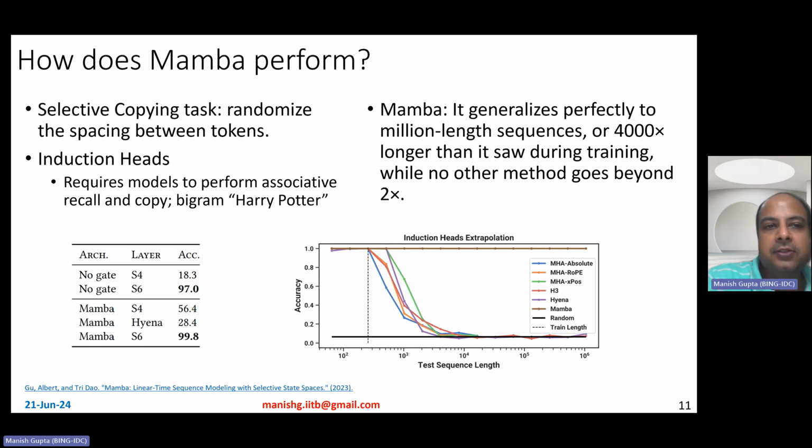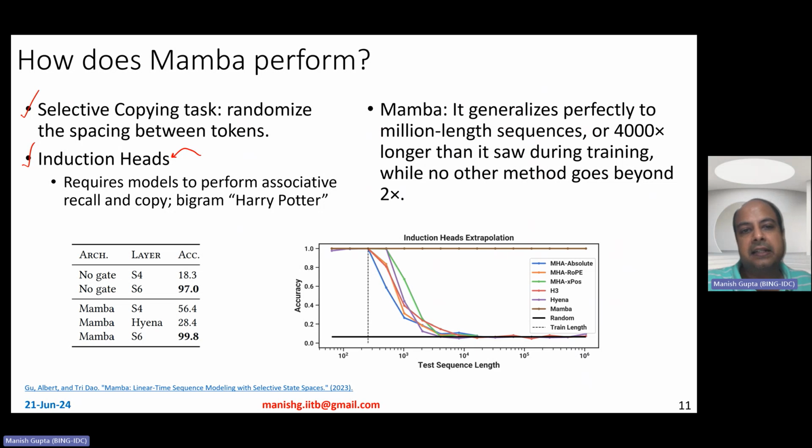Okay, so how does Mamba perform? The motivation for Mamba's selectivity came from two tasks: the selective copying task and the induction heads task. In the selective copying task, just to recall, you randomize the spacing between tokens which have to be copied, right? And in the induction heads task, there's a reason why it got this name. First, let me describe the task.